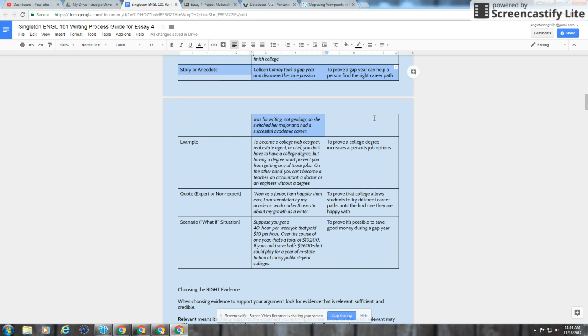It could also be a story or an anecdote from your own life or from someone that you know. So that doesn't necessarily have to come from an outside source. The third type of evidence is example. An example is like, to become a college web designer, a real estate agent, or a chef, you don't have to have a college degree. But having a degree won't prevent you from getting any of those jobs. On the other hand, you can't become a teacher, an accountant, a doctor, or an engineer without a degree. So you're giving some examples there that show that a college degree increases a person's job options.